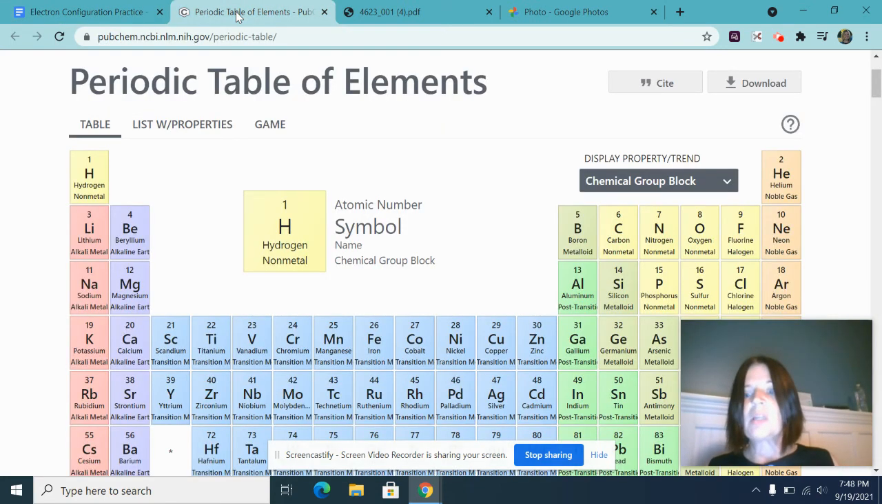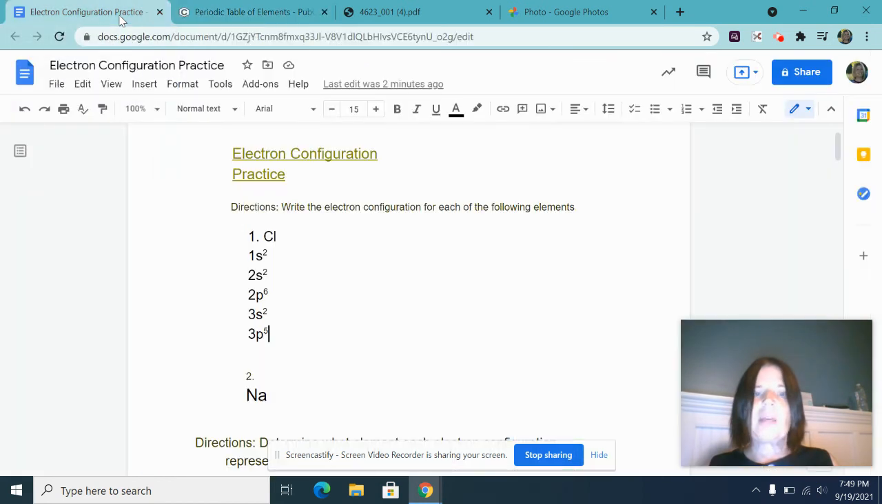The question becomes, is chlorine's atomic number 17? And the answer is yes, it is, right? So we are fairly confident that the electron configuration that we have written here, 1s2, 2s2, 2p6, 3s2, 3p5, is indeed the electron configuration that we need for chlorine.